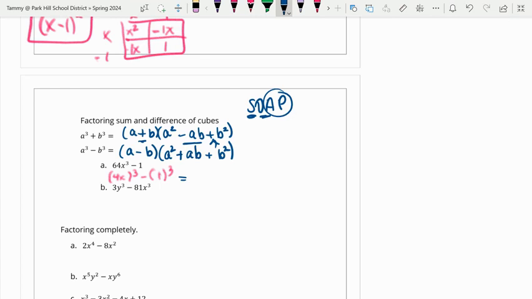So when I put that in the first parentheses, a minus b, so this becomes 4x minus 1 times a squared. So 4x quantity squared is 16x squared. I square both of them. Plus a times b. So my a is 4x, my b is 1. So 4x times 1 is 4x. Plus b squared, 1 squared is 1. And that's that one.